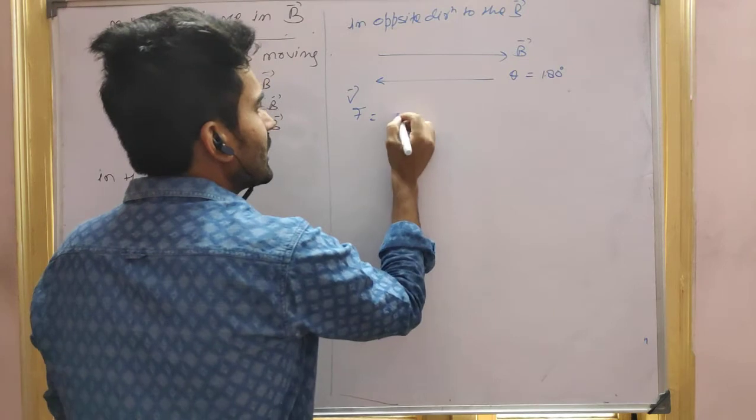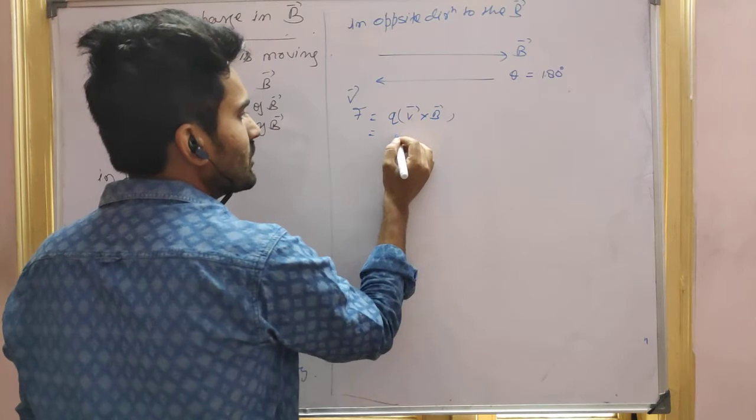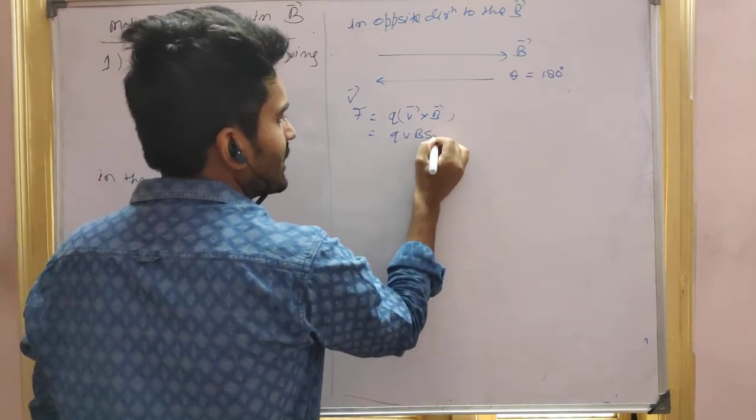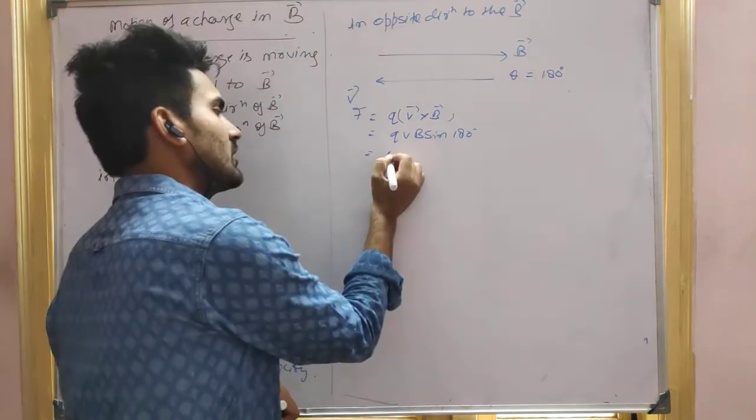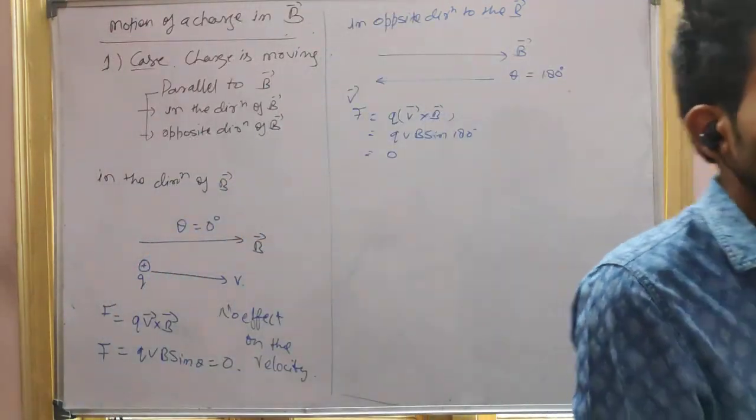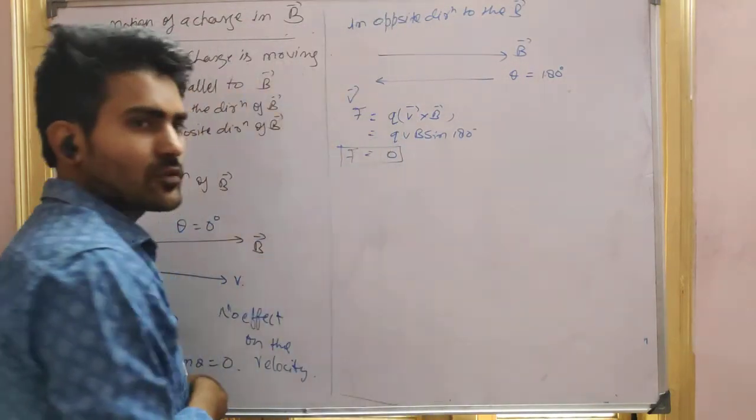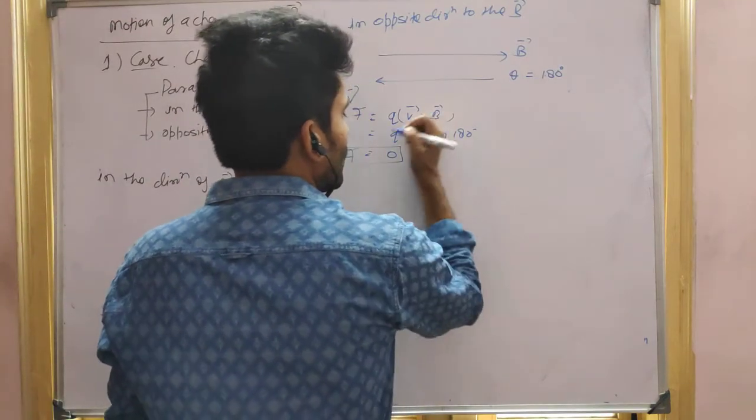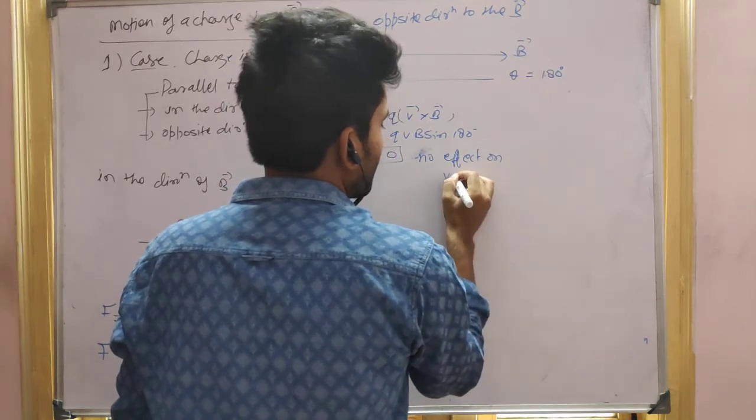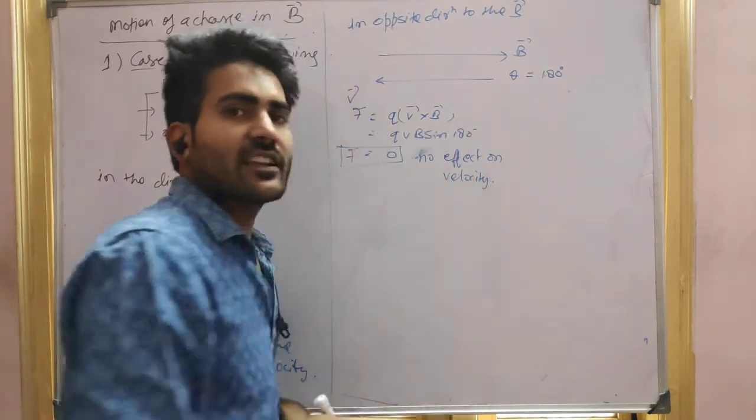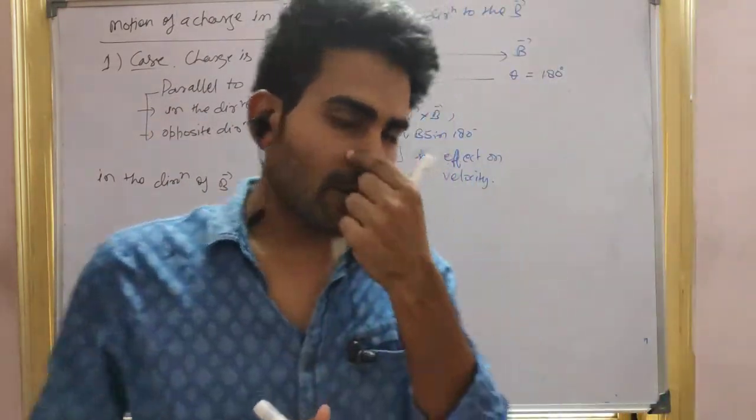Force will be Q V cross B. So it will be Q V B sin 180 degrees, right? So sin 180 degrees is again 0 here. I think the force on that particular charge is 0. So again there is no effect on velocity. I think this point is clear for all of you guys. So I can say there will not be any effect on the velocity, right?